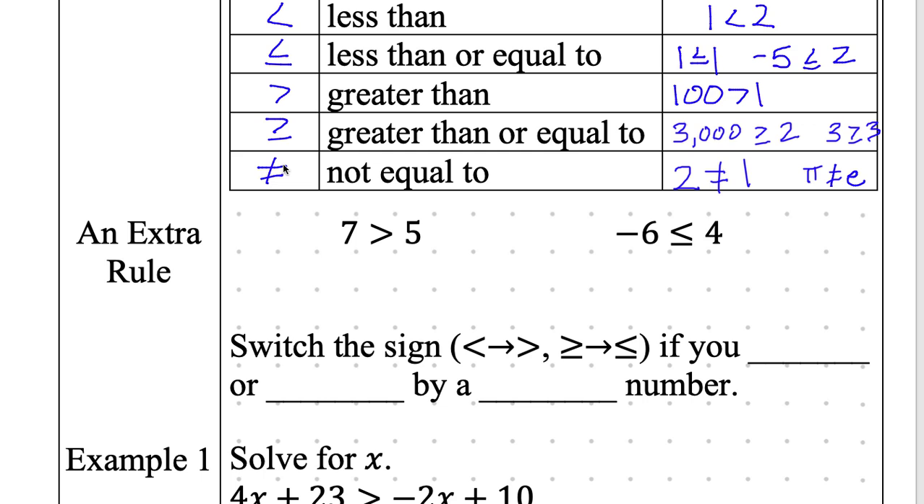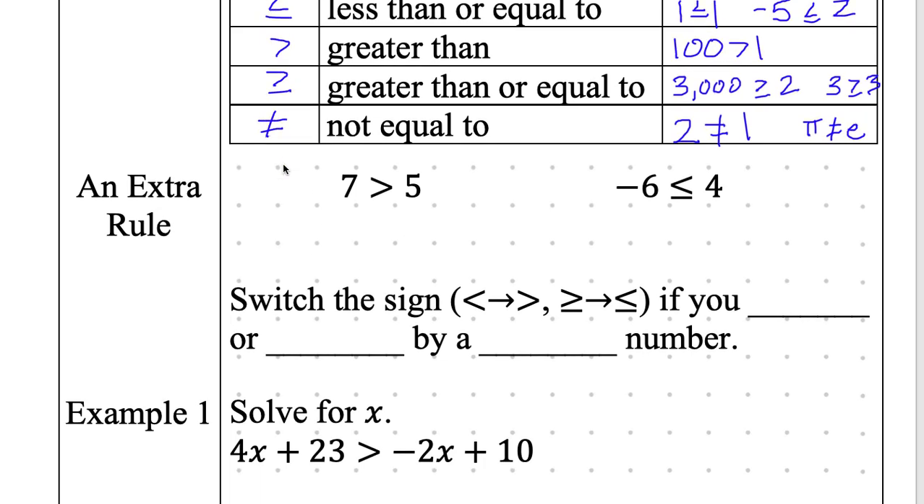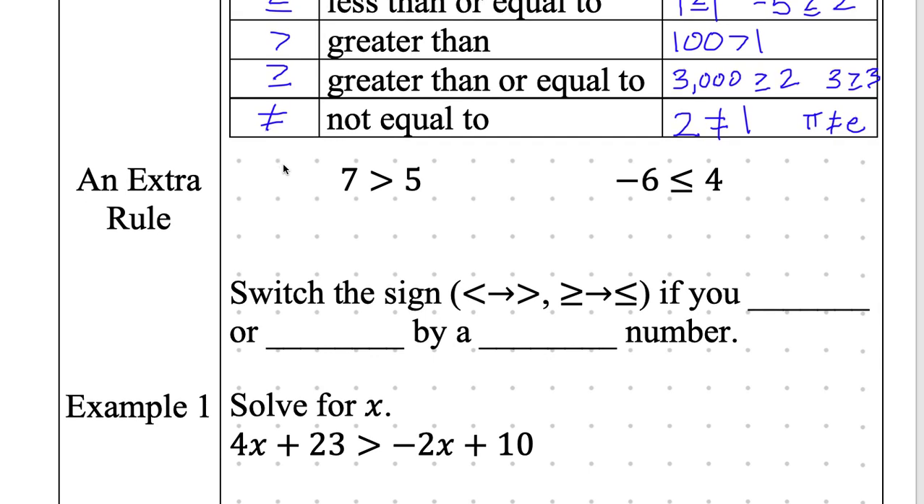All right, so when we're solving, we have to add an extra rule. I'm going to explain why we need the extra rule before I tell you what that rule is. So let's say that we have the statement 7 is greater than 5. Can we all nod our heads? 7 is definitely greater than 5. This is a true statement. I'm going to multiply the left and right by -1. You can do that with me. Multiply the left by -1, multiply the right by -1.